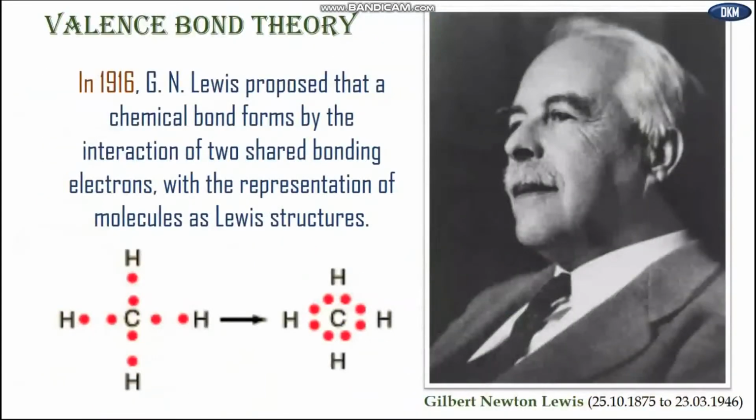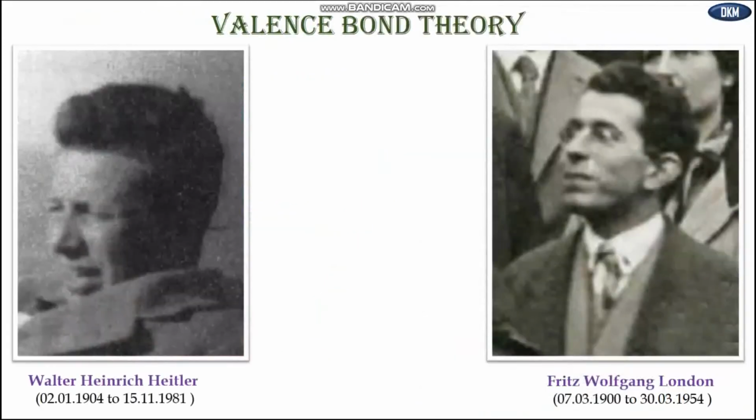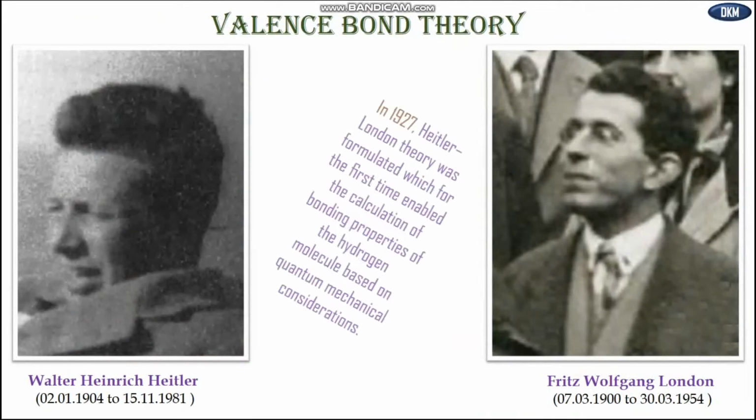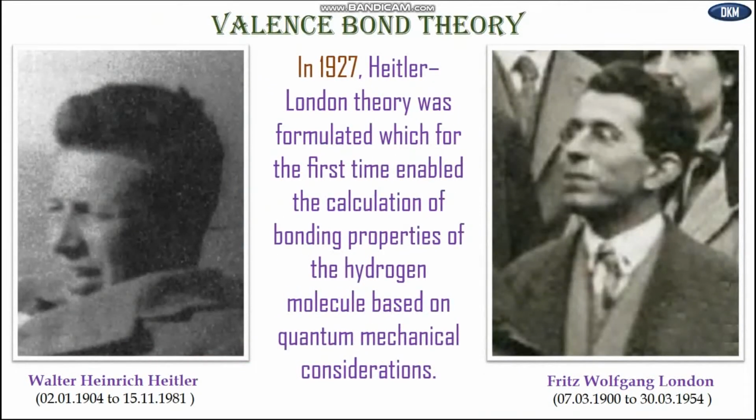Valence bond theory was first proposed by G.N. Lewis in 1916. Basically, it did not only explain the bonding in coordination compounds; in general, it was for bonds shared by two electrons. He represented the molecules as Lewis structures. In 1927, the Heitler-London theory was formulated, which for the first time enabled the calculation of bonding properties of hydrogen molecules based on quantum mechanical calculation.